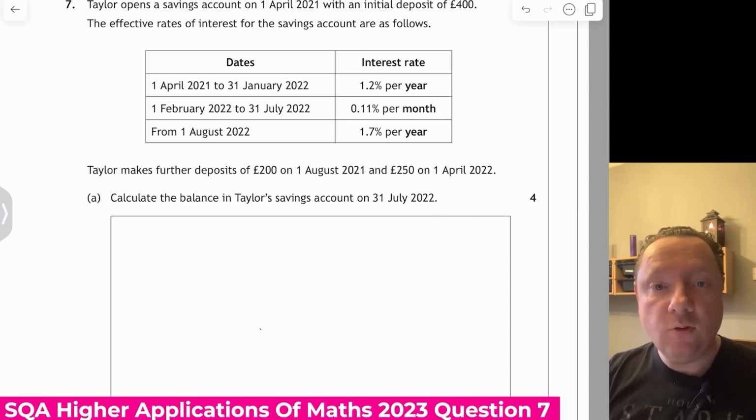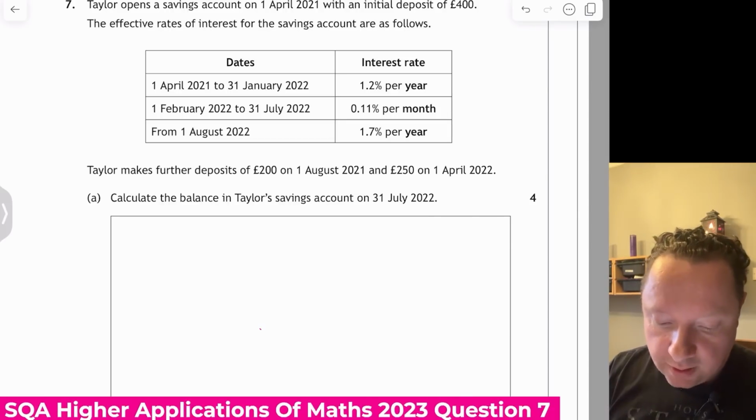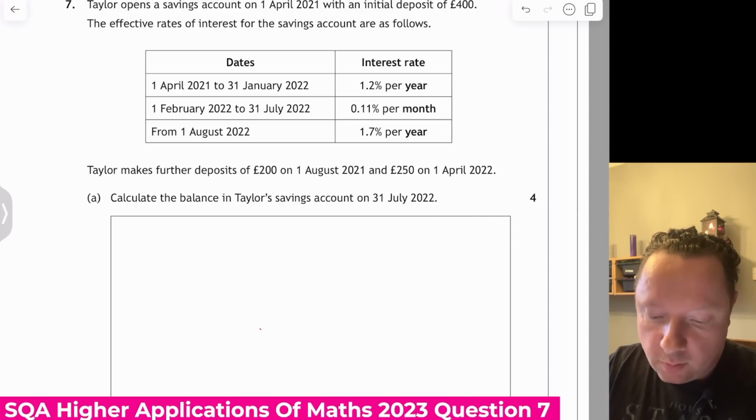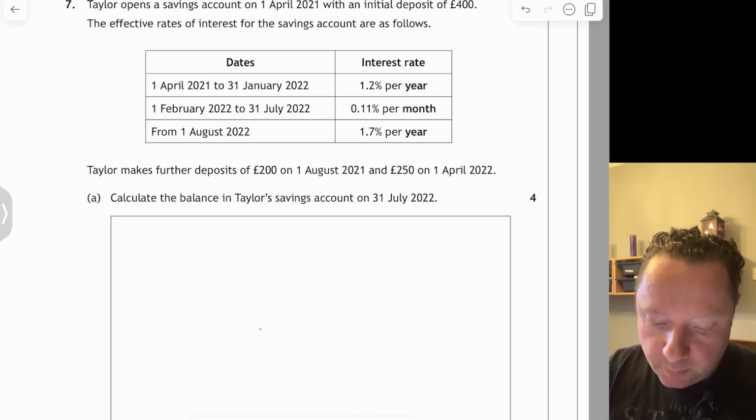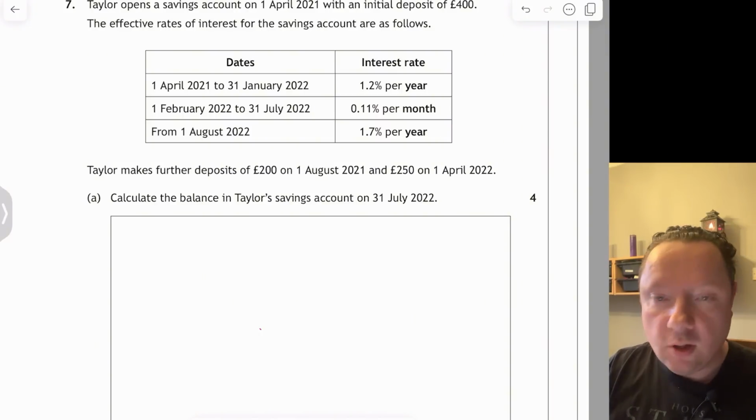Next we have Applications of Maths 2023 question 7. Taylor opens a savings account on the 1st of April 21 with a deposit of £400, and then the effective interest rates are as follows. She makes further deposits of £200 on the 1st of August and £250 on the 1st of April. Calculate the balance on the 31st of July 2022.